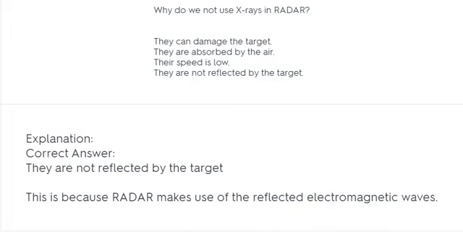Why do we not use X-rays in radar? They can damage the target. They are absorbed by the air. Their speed is low. They are not reflected by the target. Explanation. Correct answer: they are not reflected by the target. This is because radar makes use of the reflected electromagnetic waves.